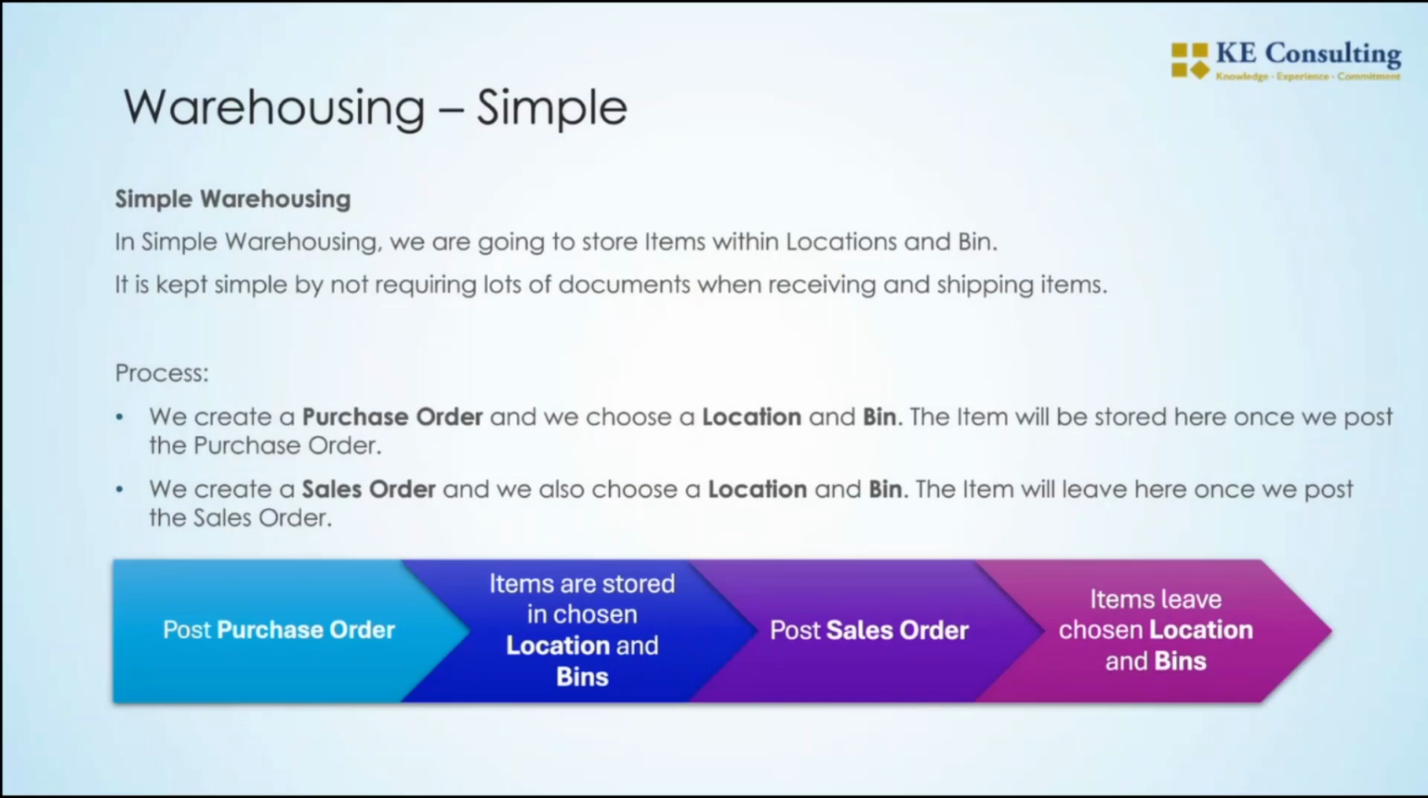We create a purchase order and choose a location and bin to store the items in. When we post this purchase order, we will be able to see the items stored in the chosen bin and location. Then, when we're ready to sell to a customer, we create a sales order and choose a location and bin to take the items from. When we post the sales order, the items will leave the location and bin.